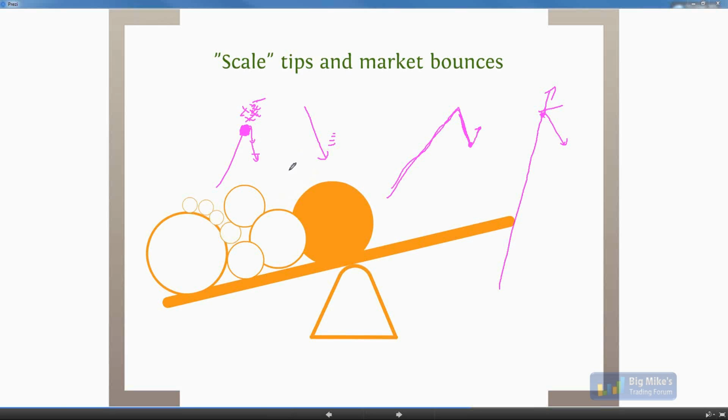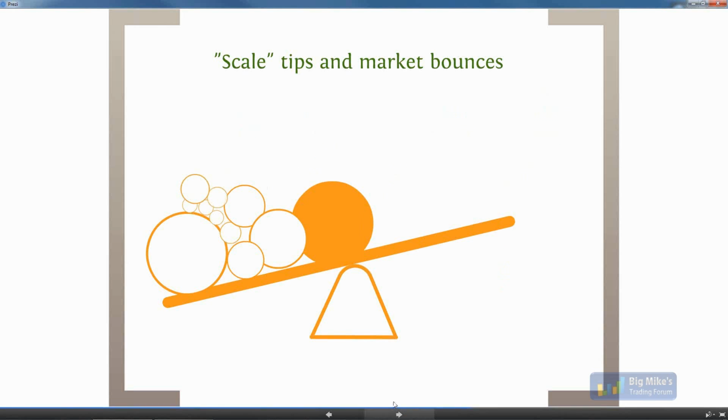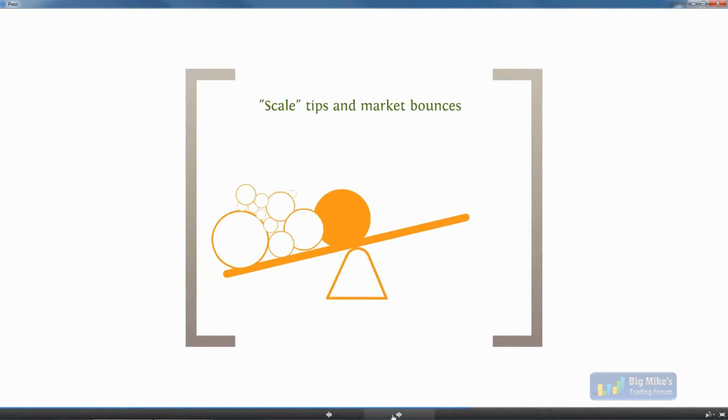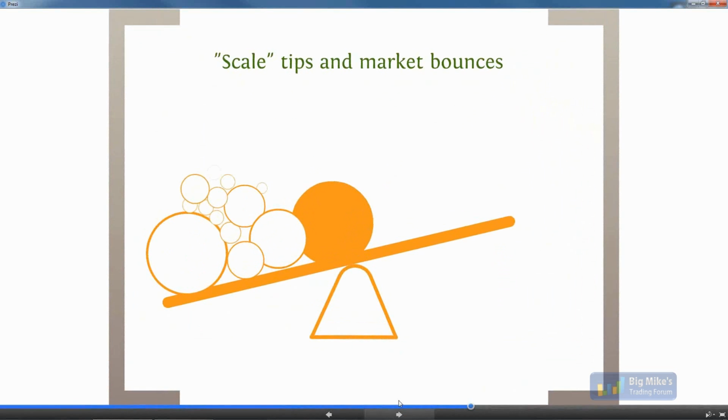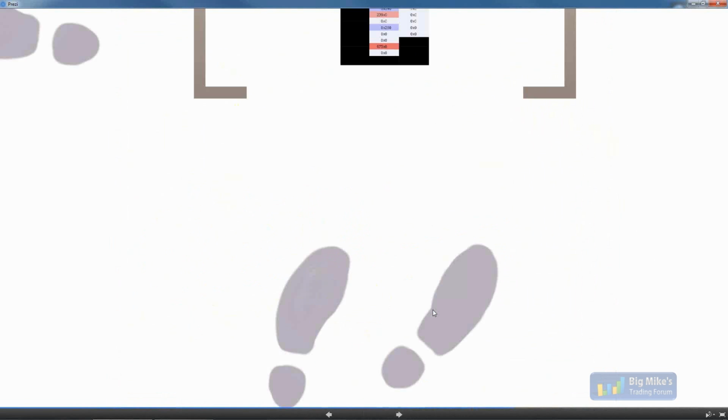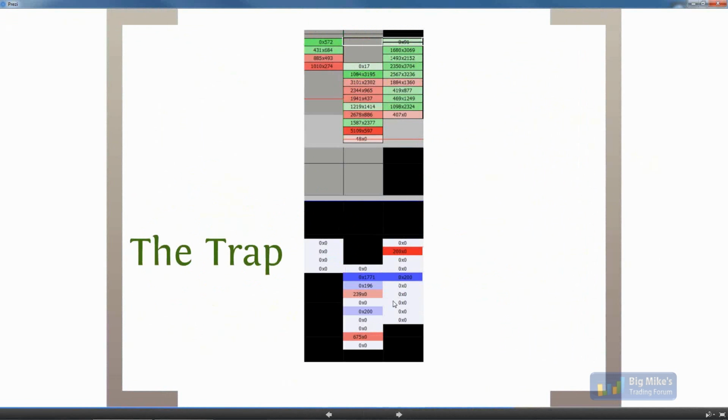Let's go to the next slide and then get some more questions, because I think I'll clean up some of these answers and even some other questions on this next slide. But let me get rid of these drawings. Here's the trap. Back to a footprint.